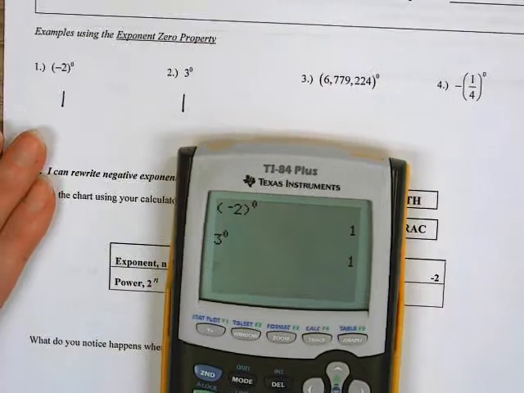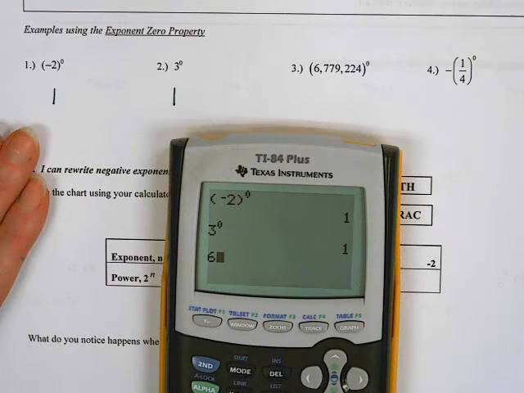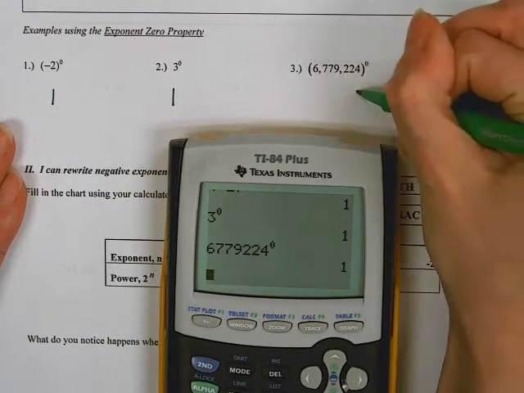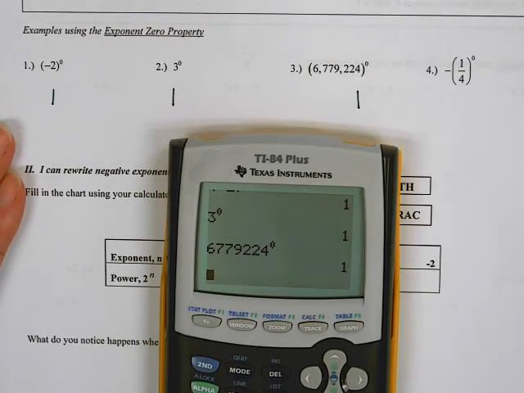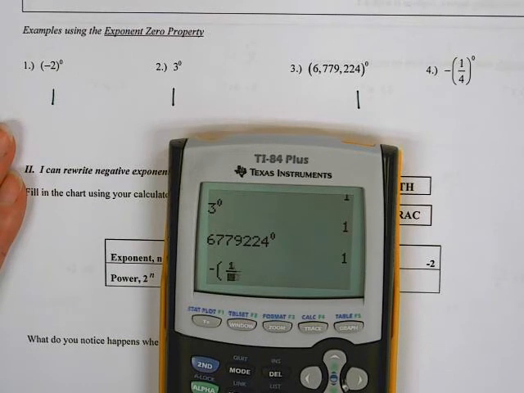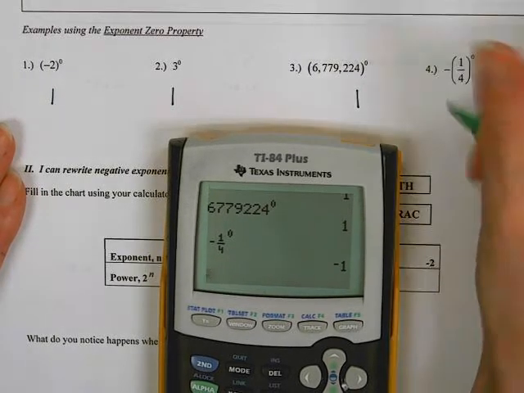All right, number three, 6,779,224 to the zero power is 1. And then lastly, number 4, now this one has a negative and then a parenthesis. We got negative, parentheses, a fraction of 1/4, to the zero power. And this one's -1.